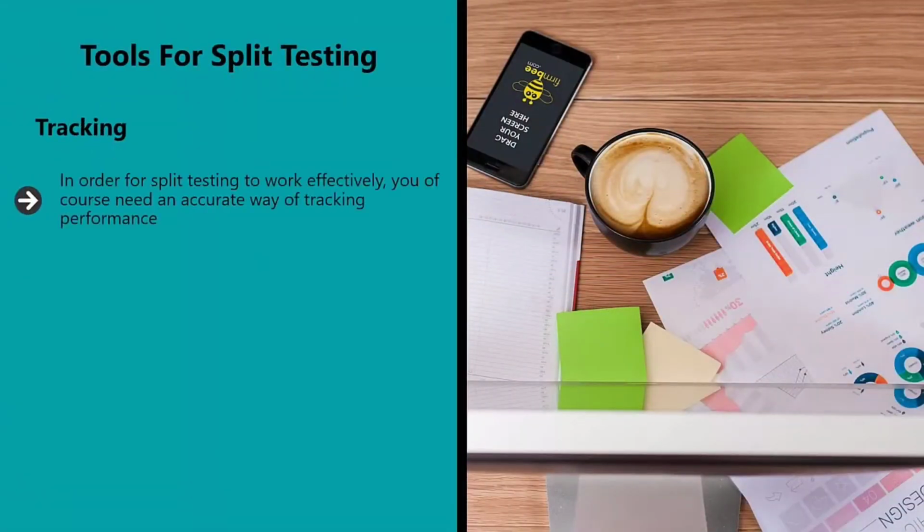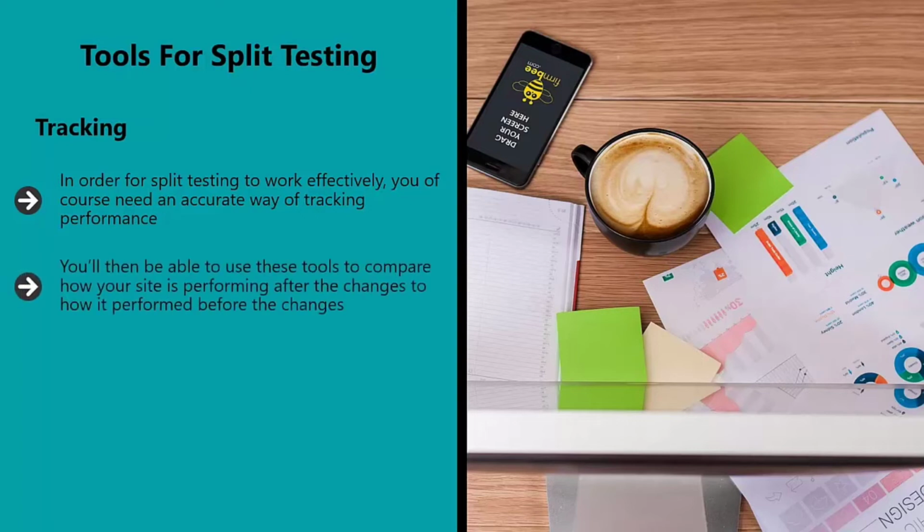Tracking. In order for split testing to work effectively, you of course need an accurate way of tracking performance. To that end, it's a good idea to invest in some high-quality keyword tracking software that can show you your position in the SERPs for particular terms. You'll then be able to use these tools to compare how your site is performing after the changes to how it performed before the changes.